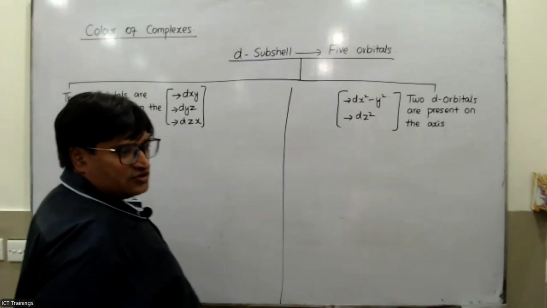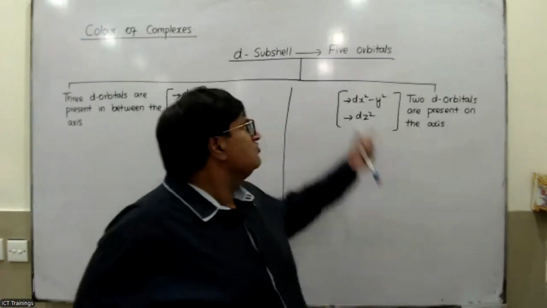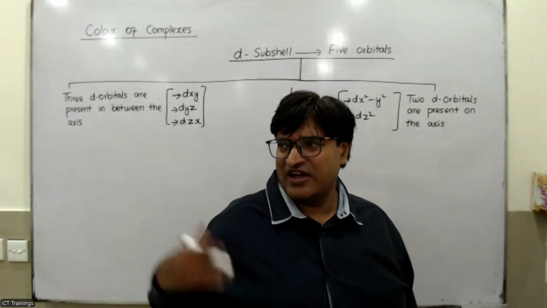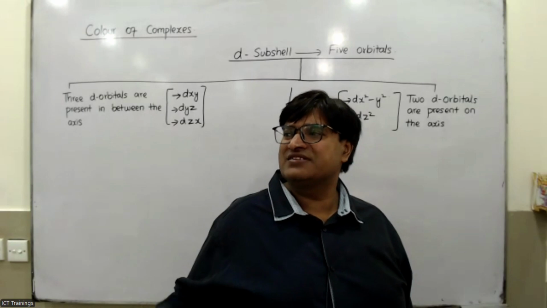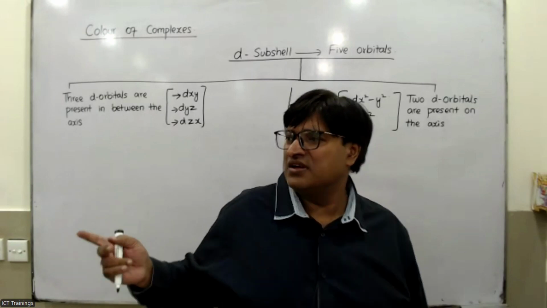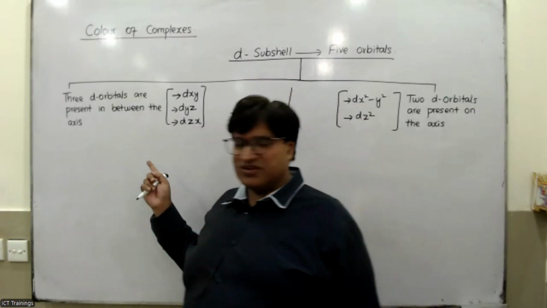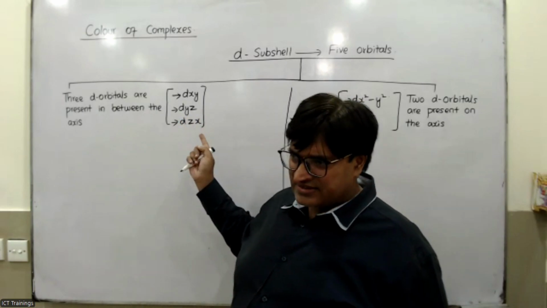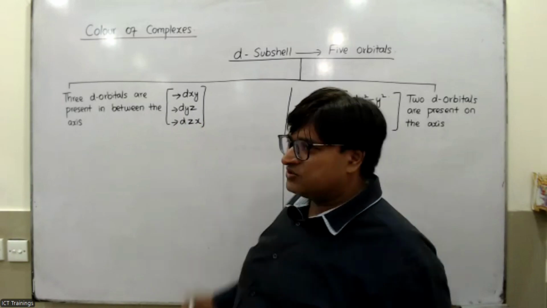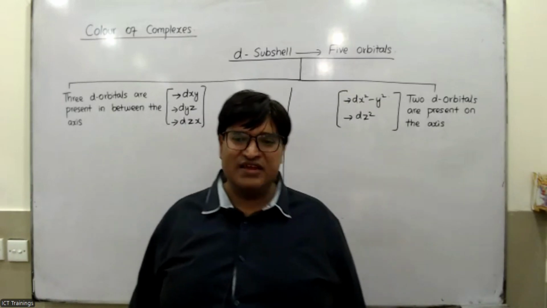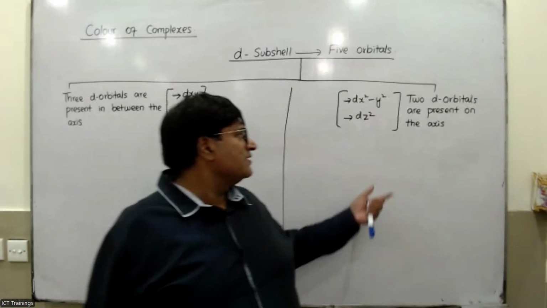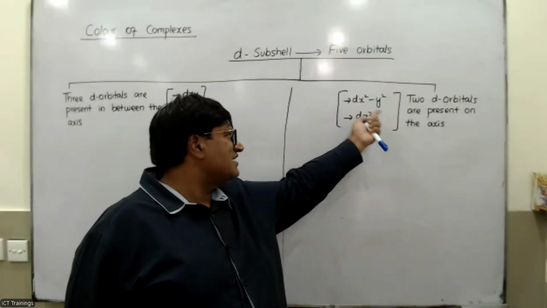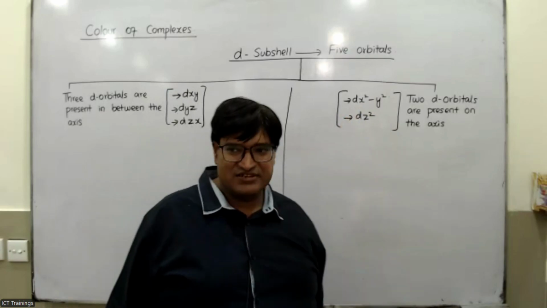Okay. So let me tell you one more time. The d subshell has five orbitals. Out of these five orbitals, the three d orbitals dxy, dyz, and dzx are present in between the axis. Whereas the two d orbitals, dx square minus y square and dz square, are present on the axis.